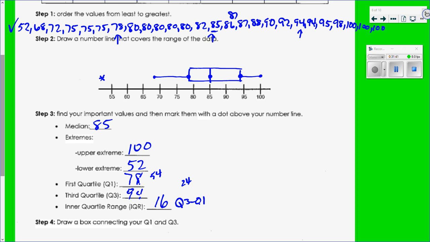Because 52 is an outlier, so if the end is an outlier, my whisker goes to the next data point.